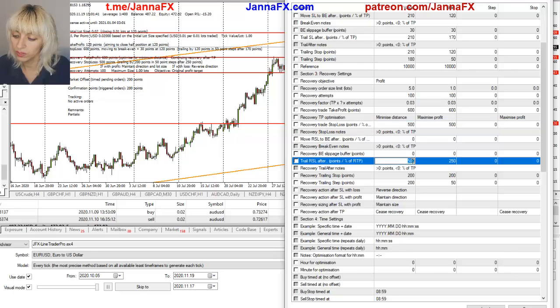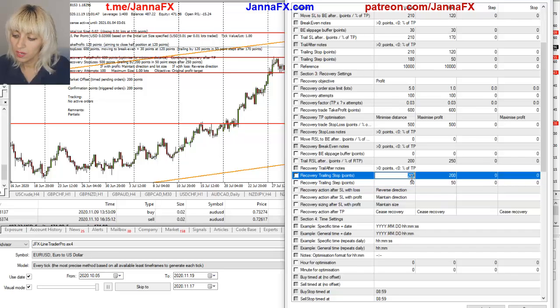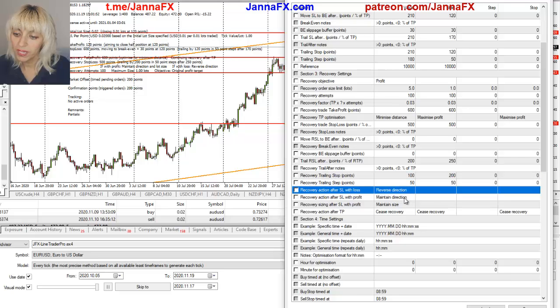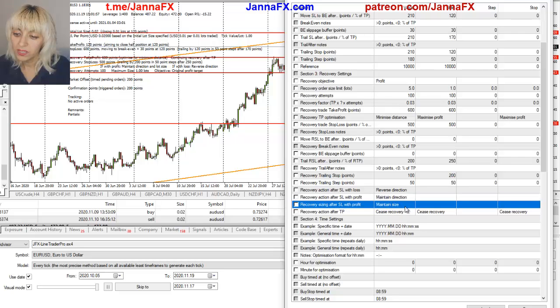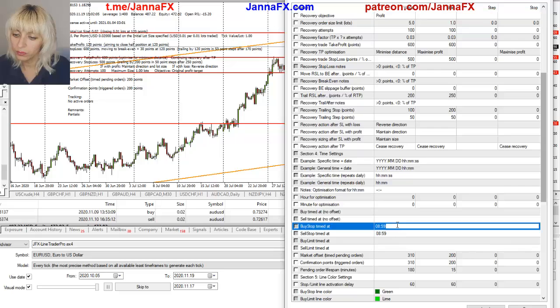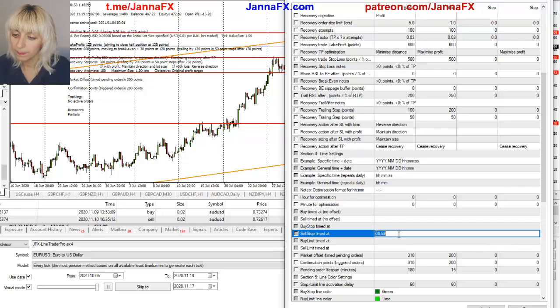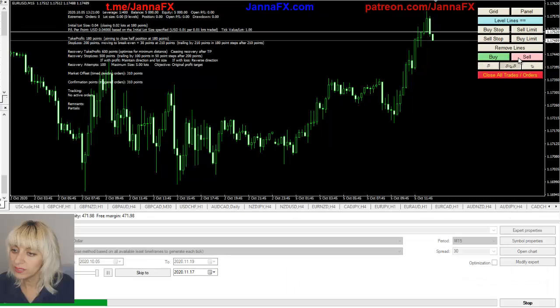We're going to leave this one as 200, and let's say the step, well, let's say it's a euro, let's say step is 50, here is only 100, and we're going to have reverse direction, maintain after it trails, and maintain size, and we're going to have size recovery, and we're going for profit here, okay? And I'm going to remove this. We will do it manually. Okay, and here. So let's say we sell.